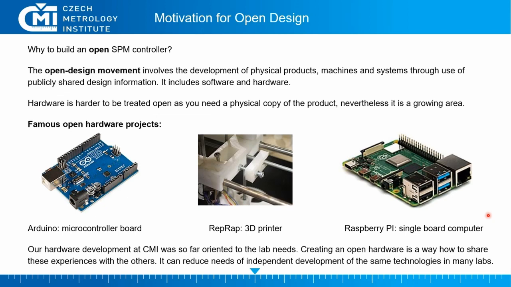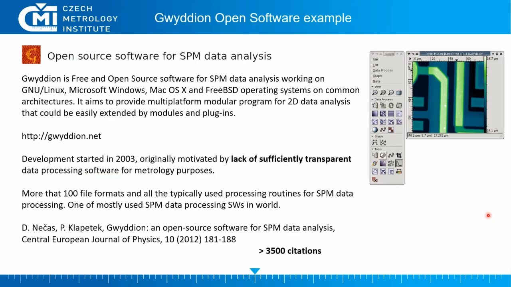We have also some very good experiences with open source software, because since the beginning we have been active in development of Gwyddion, open source software that is used in the SPM community for data analysis. So this was started in 2003 already, and it was originally motivated by lack of sufficiently transparent data processing software for metrology purposes.